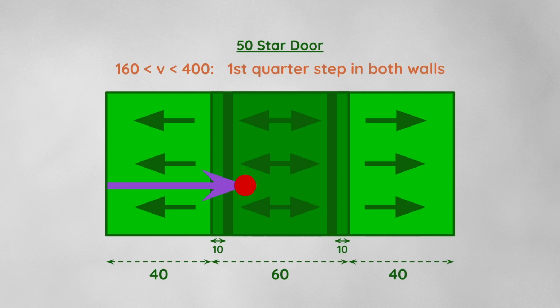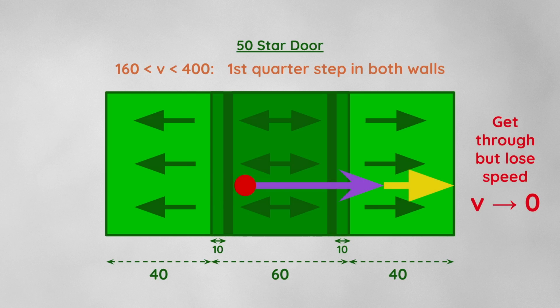So we just carry on with the rest of the quarter steps. In this case, our next quarter step ended up in the back wall, so we got through to the other side. Thus, we only need 160 speed to clip through the door, compared to 400 to clip through the sidewall. In this case we lost our speed after clipping through, but is that always the case?